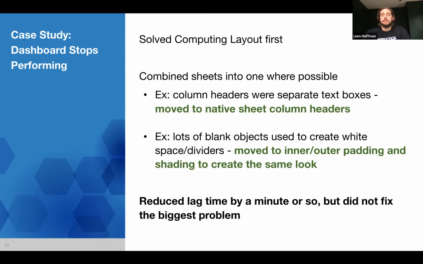We also had a lot of blank objects that were creating white space and dividers. Again, we don't need all of those. That's what padding is for. So we went ahead and moved to inner and outer paddings and shading to create a similar look with just less stuff.